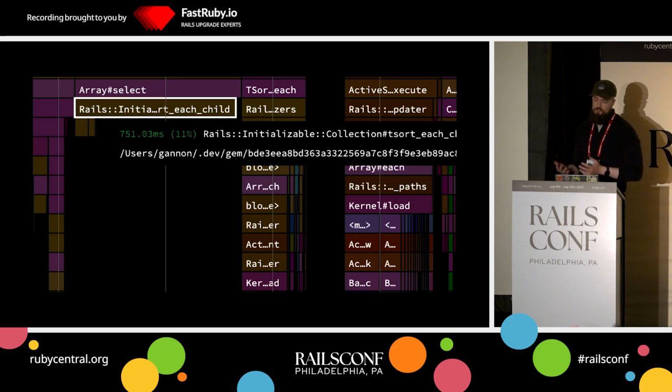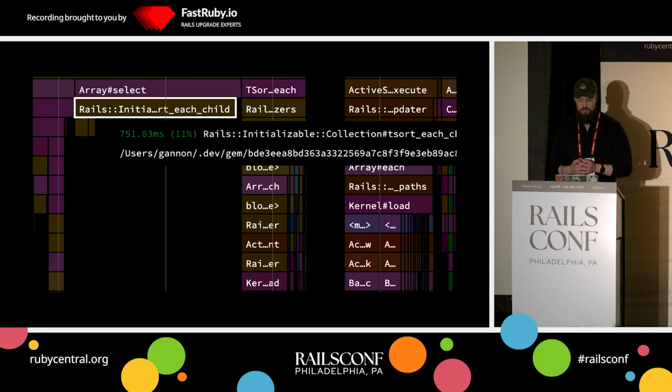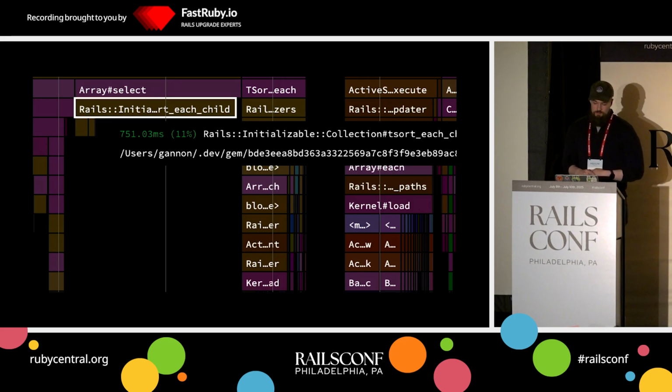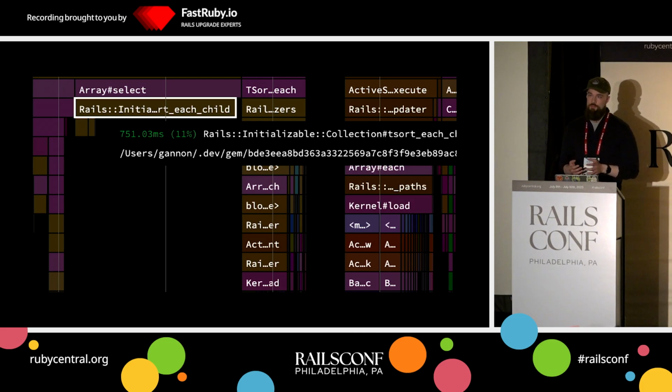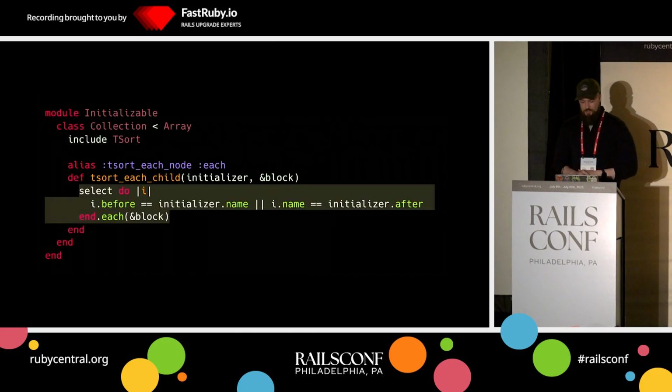On an application with about 2,000 initializers, this takes about 750 milliseconds to tsort_each_child, and not many other clues, unfortunately. So maybe the sort itself is taking the vast majority of time here. But why is that? Well, if you think about it, 2,000 nodes times 2,000 iterations of children is like 4 million iterations, and that's a lot of redundant array scanning, in my opinion. The select here is the problem, unfortunately, and it iterates the entire collection array for each node, and there's probably a better way to do this.